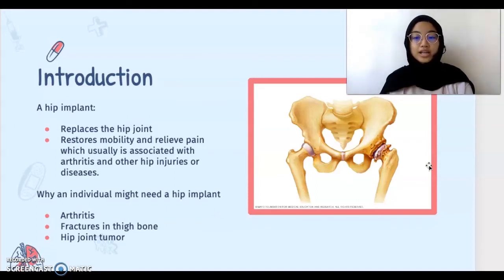So why an individual might need a hip implant: a common reason will be arthritis, or the common reason for elderly people will be fractures in the thigh bone. Last but not least is hip joint tumor.